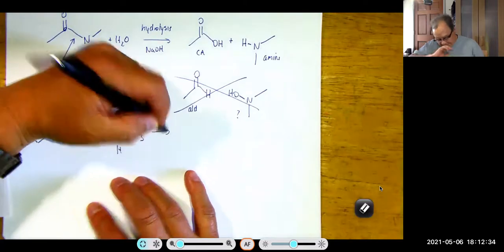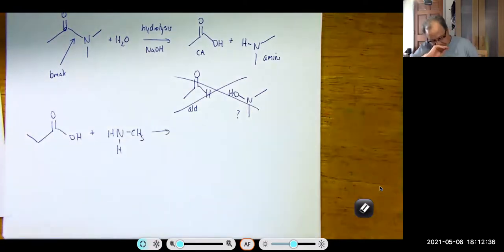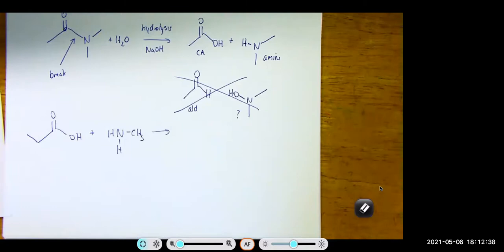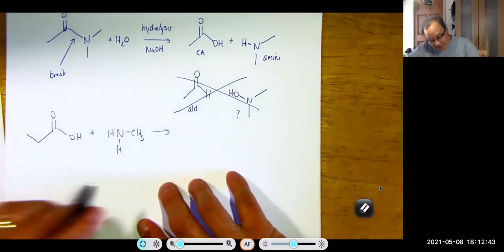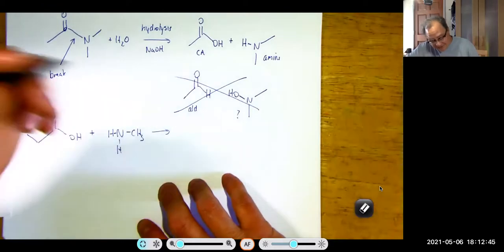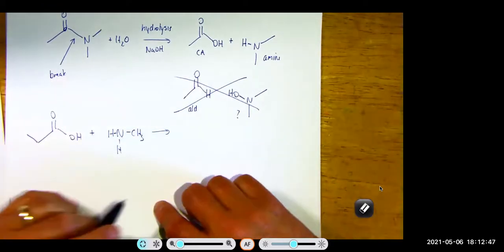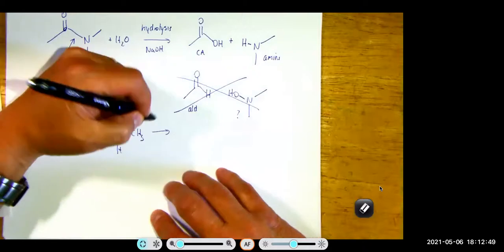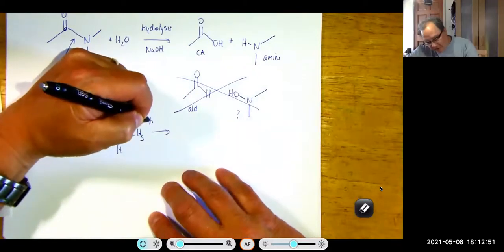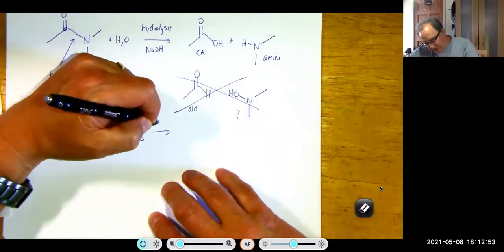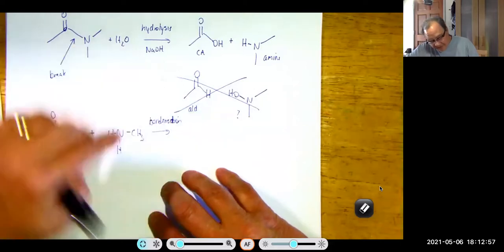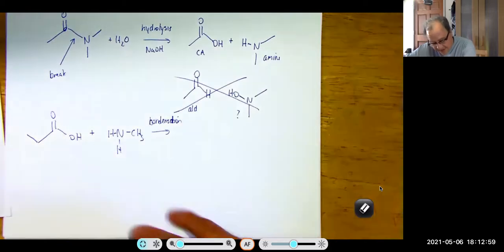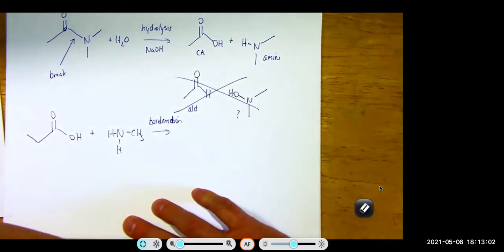What happens here? Salt and water. That's right, that will happen too. But if I ask you to make an amide from a carboxylic acid and an amine, if we talk about condensation, yes, this would be an acid-base reaction, but it's also a condensation reaction. It makes an amide and water.